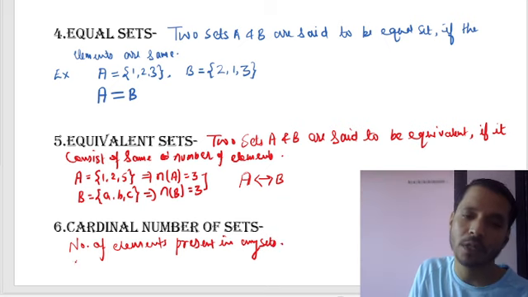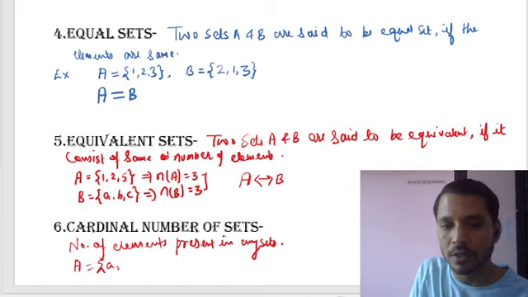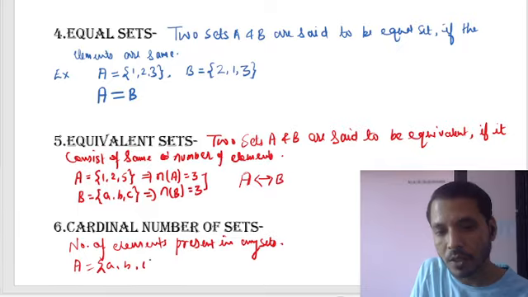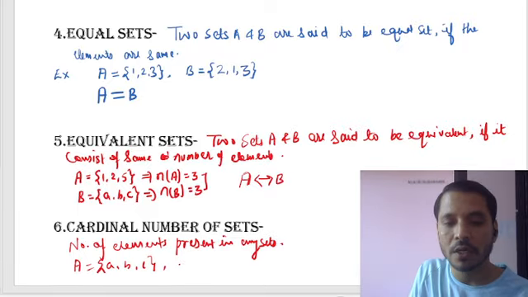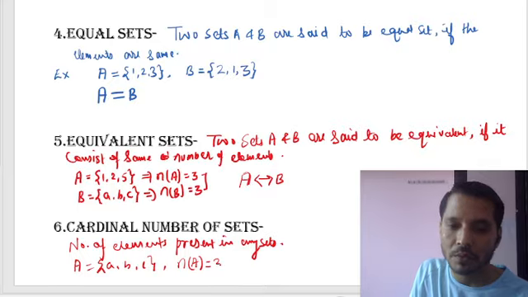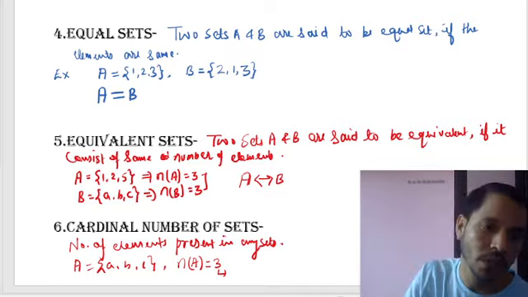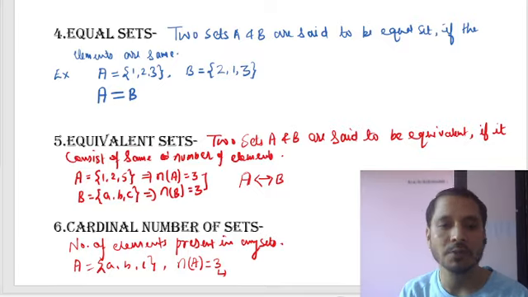I am taking one set, or we can take the previous set also, but I am writing again. It consists of, let us suppose, A, B, C. So what is the cardinal number? Cardinal number means the number of elements present in this. The number of elements present is 3. That means the cardinal number is 3, right? So these are the types of sets.